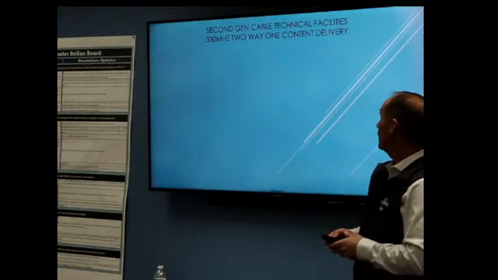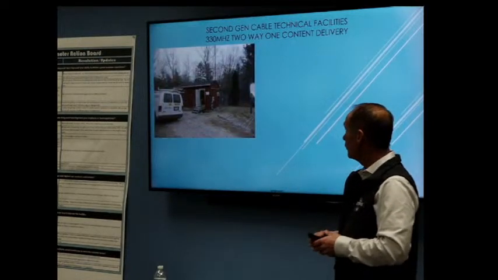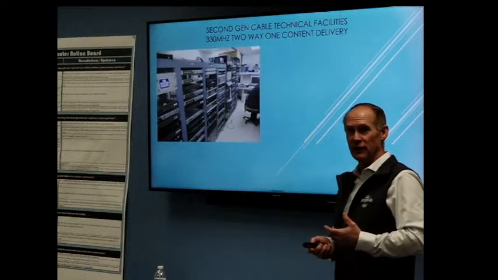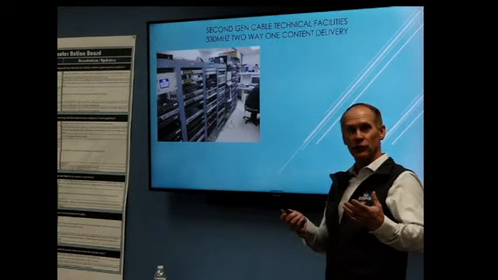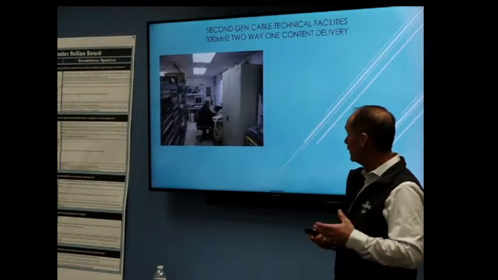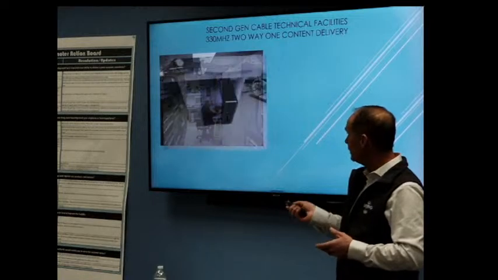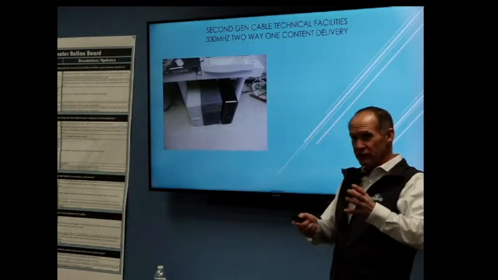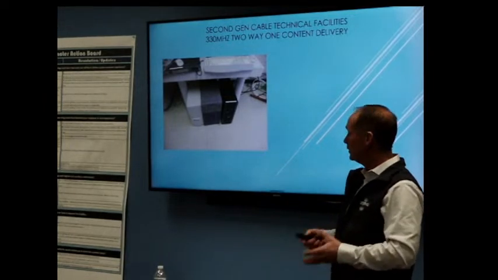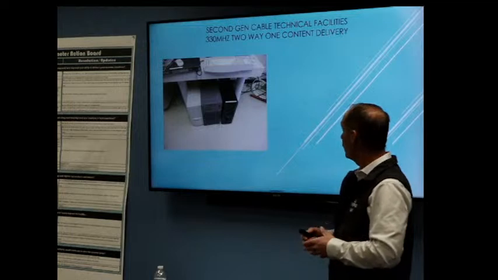So 330 megahertz two-way systems for content delivery. Again, we're looking at sheds. We're not looking at anything that's very robust or critical, as we'll say, or in conjunction with anything that's a modern effort. But as you can look at everything, it was sort of the next gen. What can we do next in the video platform to actually achieve some level of enhanced product?